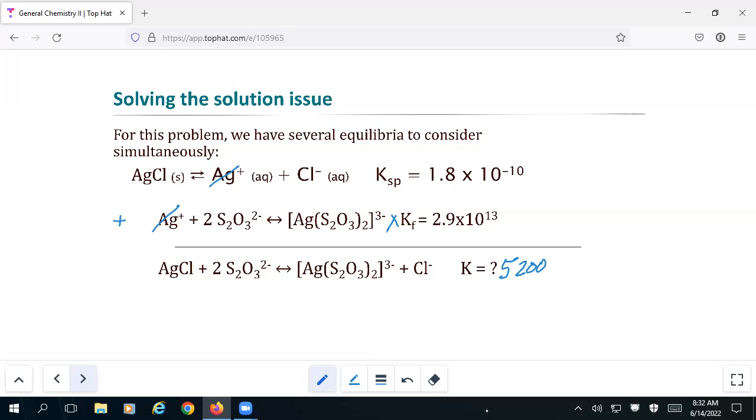So as you can see, this is a very, very product-favored equilibrium. And so that's why if we were to expose silver chloride to enough thiosulfate, we would anticipate, okay, it's going to convert. Now, the other thing that we want to be mindful of, this is still a solid, and everything else is an ion, so it has to be aqueous.